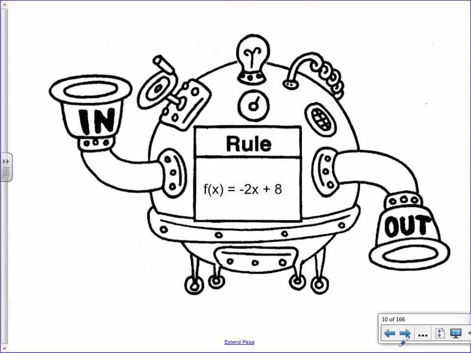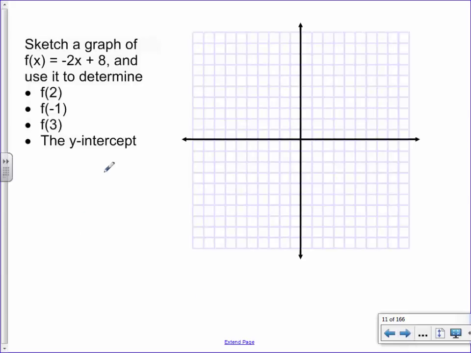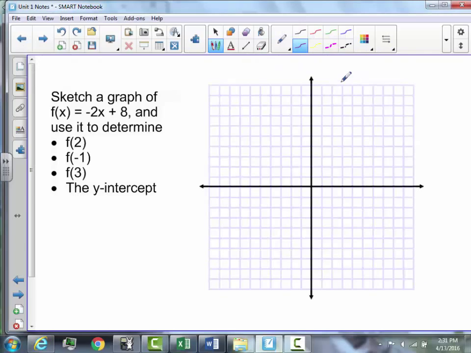Okay, let's draw a graph here, and then we're going to use our graphing calculators to remind you of how to do certain things. So I like to think of this as a machine. Here's a rule, negative 2x plus 8. What this means is give me a number, times that number by negative 2, then add 8. So in terms of what I would ask for you to do here, let's start by graphing it.